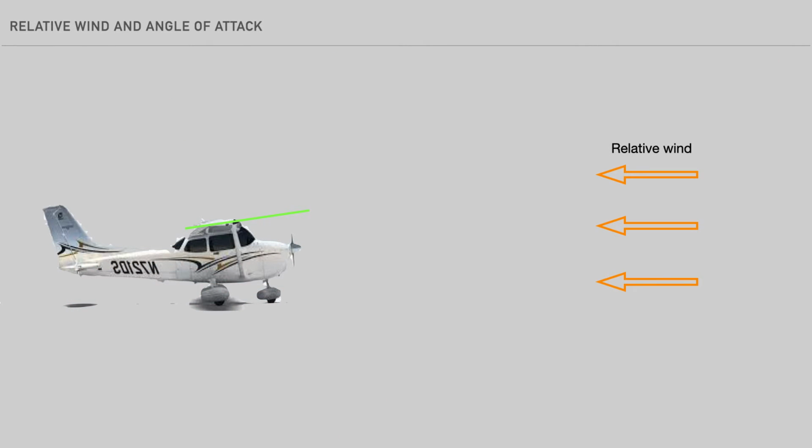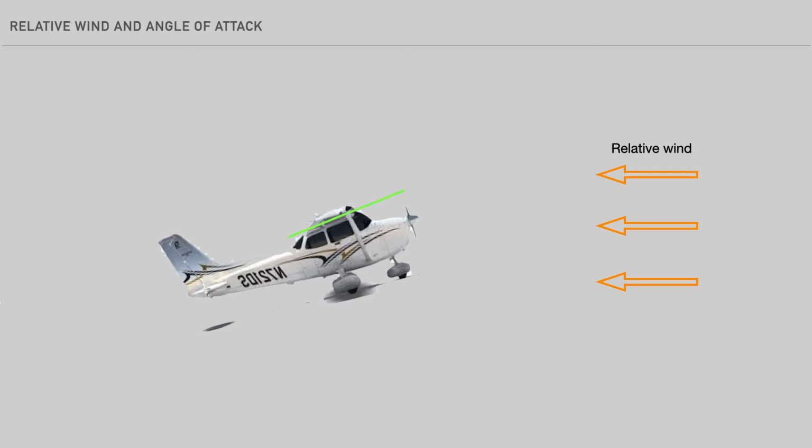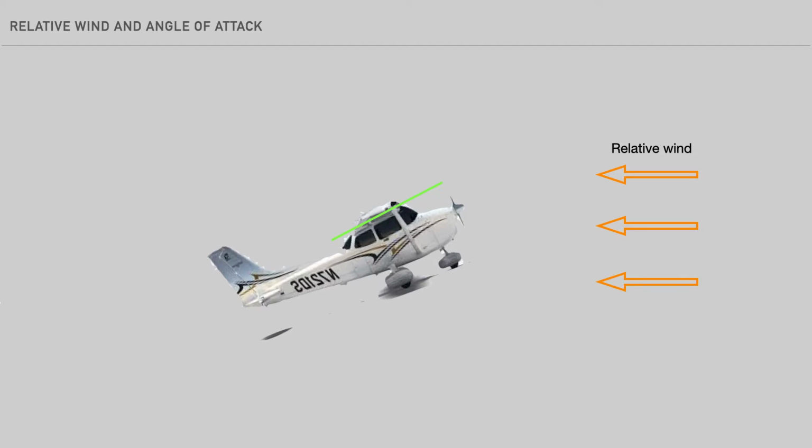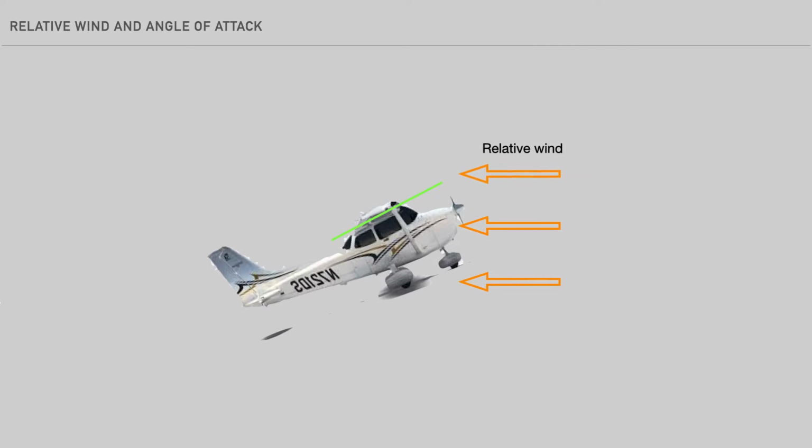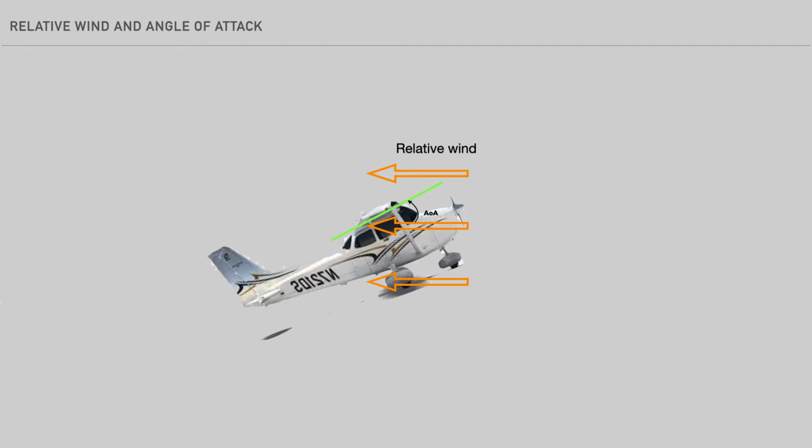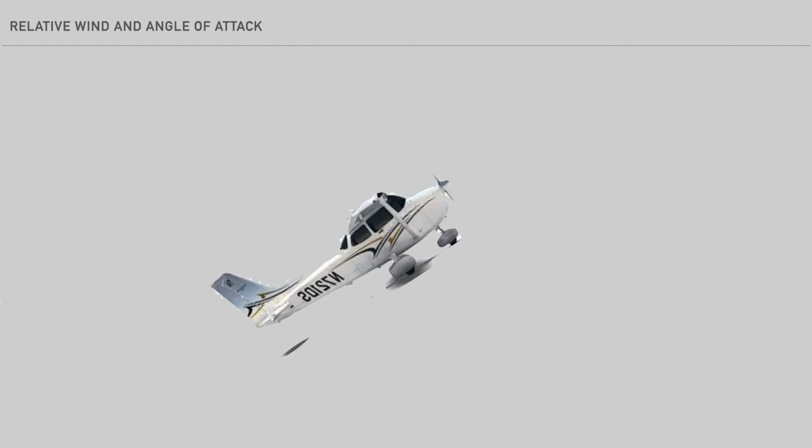In this animation, the green line approximates the chord line as the airplane is rotated to a climb attitude. The angle of attack is defined as the angle between the chord line and the oncoming relative wind. The elevator controls the angle of attack. Back pressure increases angle of attack, while forward pressure reduces it.